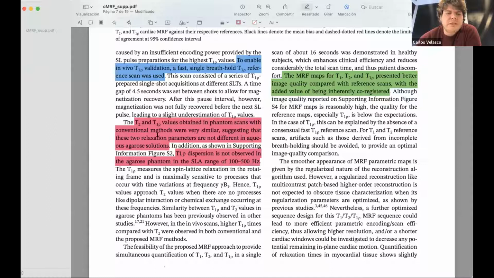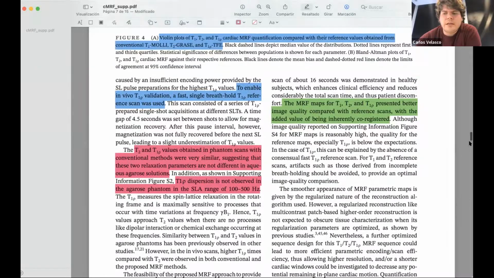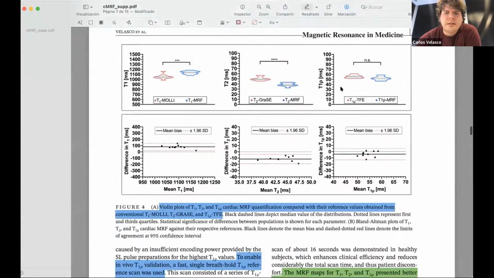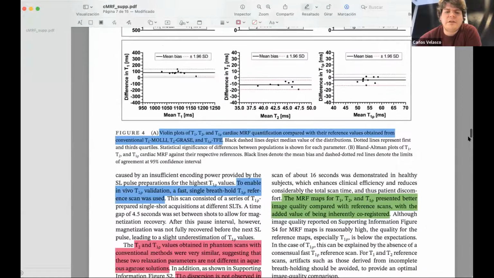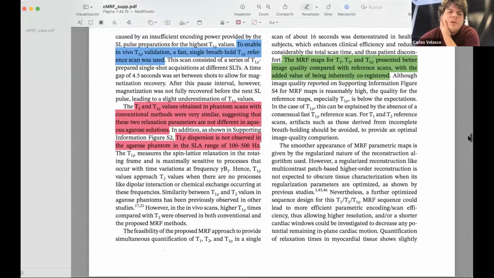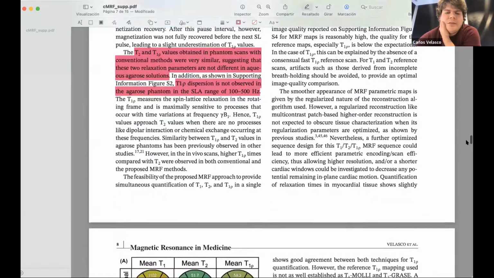But this is probably because the type of phantom that we used, which was agar based, didn't show the properties that we would like to measure with T1rho. However, we can here see, for example, that the T1rho values are higher in a healthy volunteer compared to the T2 values. So in this case, the mechanisms of the T1rho relaxation do appear and do show up in the healthy volunteers, but not in the phantom. So we would like to, in following work, get a better phantom.